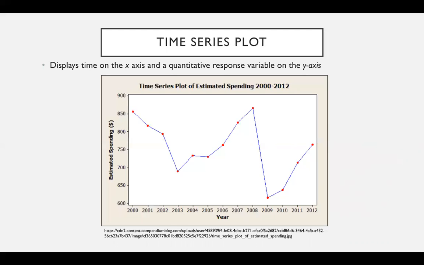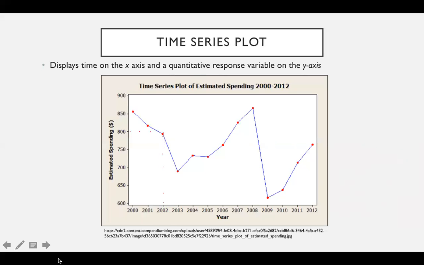It shows estimated spending, and these are pretty easy to read. For example, you could be asked how much spending was there in 2002, and you just go up to the line, and it's about $800. That's how much you spent in 2002. So those are pretty easy to read. Let me see if I can erase these lines.